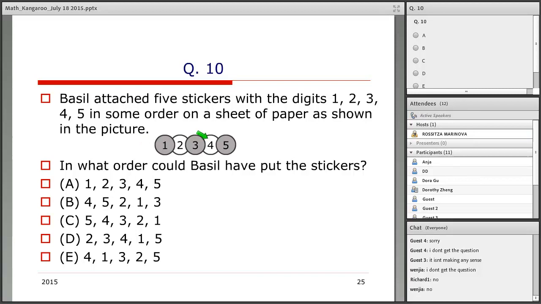Similarly, you see sticker 4, it has to be glued before 3 and 5 because it is below 3 and 5. So which order could Basil have put the stickers? Okay, what I'll do is I'll end the poll here and I'll walk you through the solution of this. How about that? That way we'll try to understand this carefully.